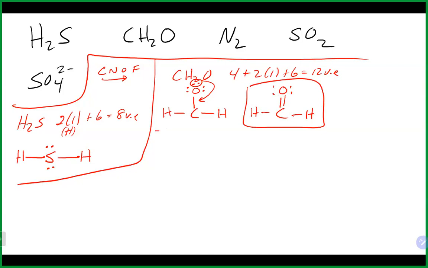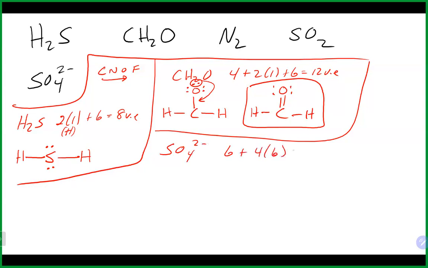All right, let us go then to SO4 2-, next. Sulfur is 6, and oxygen is 4 times 6, which is group 6. Here we will add 2 because it has a 2- charge, so we do need to add those 2 into our total.